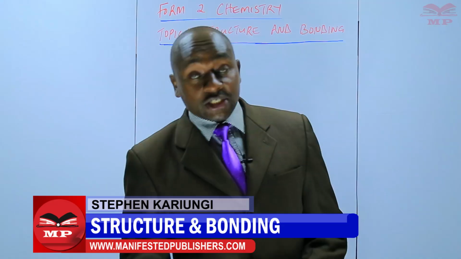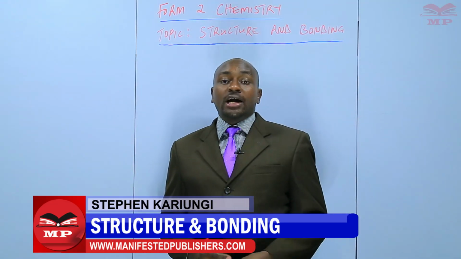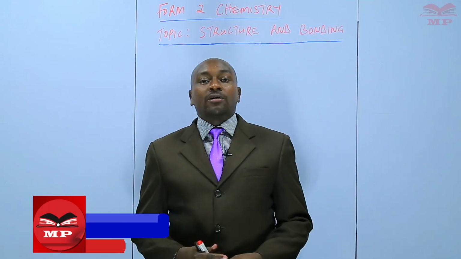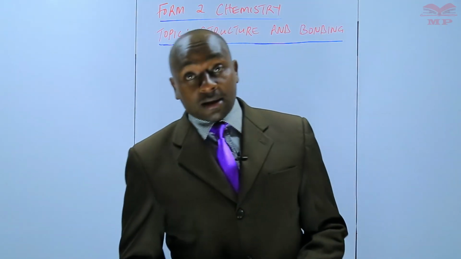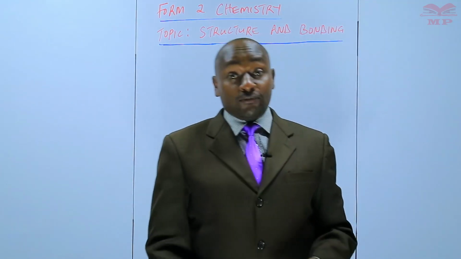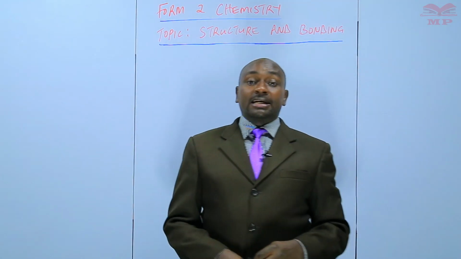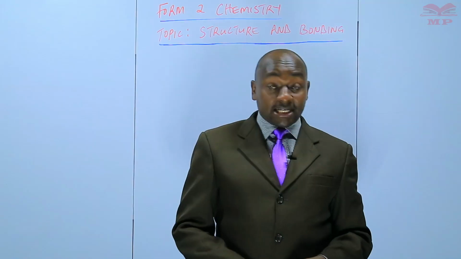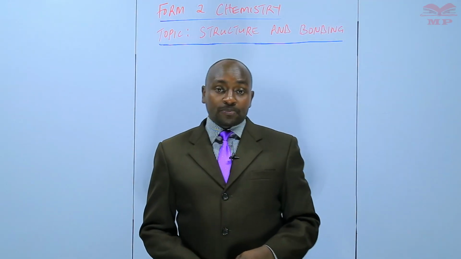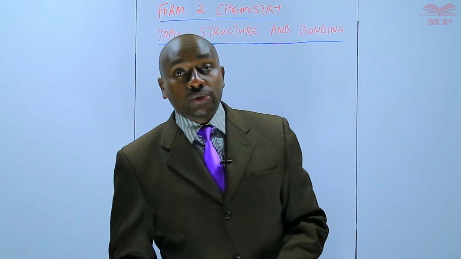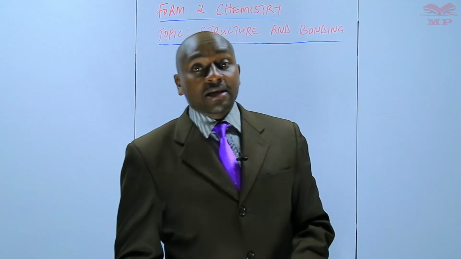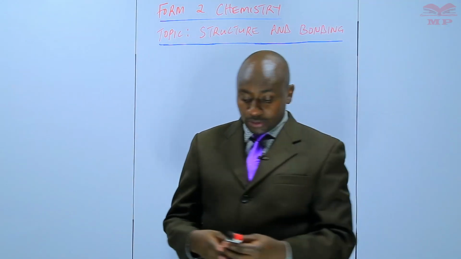We continue with our topic of discussion, and the topic is structure and bonding. So far we have already discussed ionic bonding. We have used dot and cross diagrams to illustrate ionic bonding, and we have also discussed the giant ionic structures and the properties of ionic compounds. So we are going to discuss the second type of bond, and this is covalent bond.